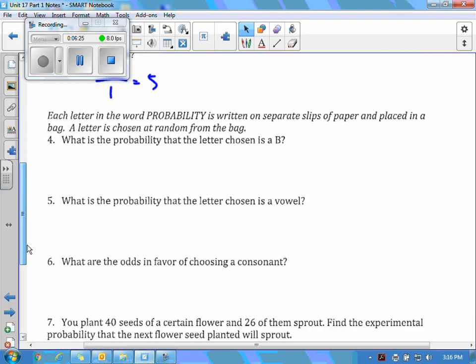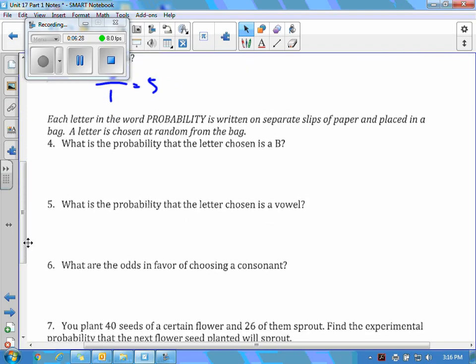Alright, let's move on. It says each letter in the word probability is written on separate slips of paper and placed into a bag. A letter is chosen at random from the bag. What is the probability that the letter chosen is a B? I'm going to start by writing P, parentheses, and then B because that's what I'm going to choose. I do the favorable outcomes over the total. There's 2 B's, so I'd write a 2, and if I count those up, there's 11 total letters, so it'd be 2 over 11.